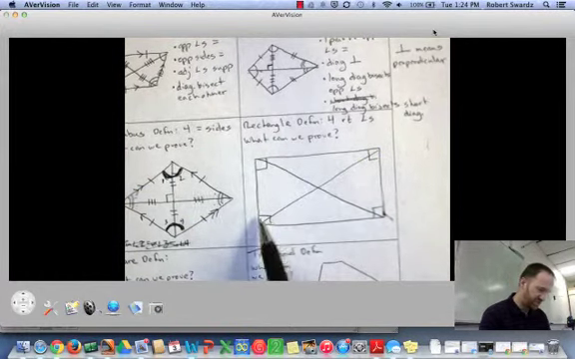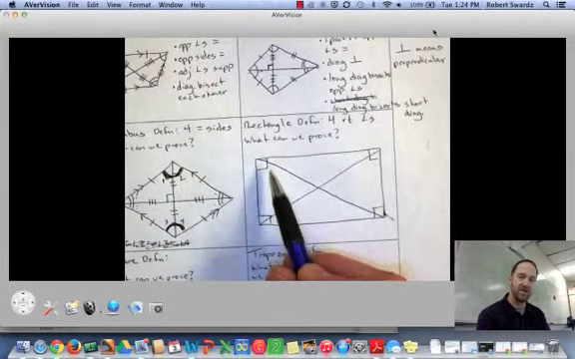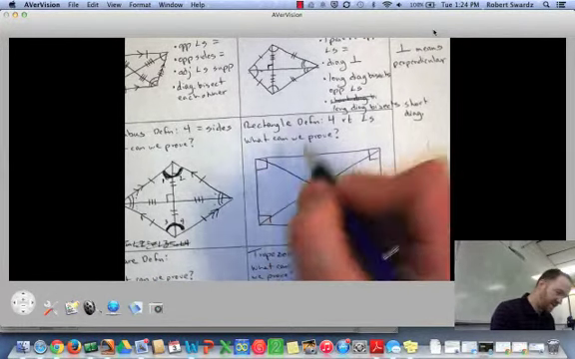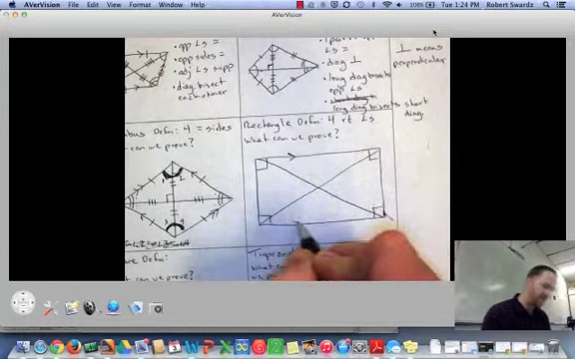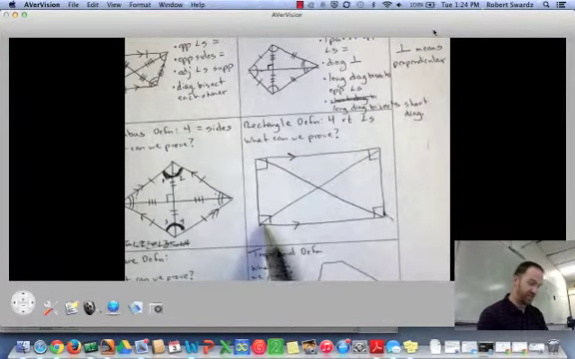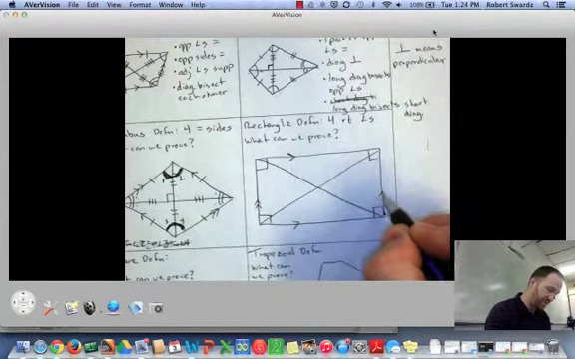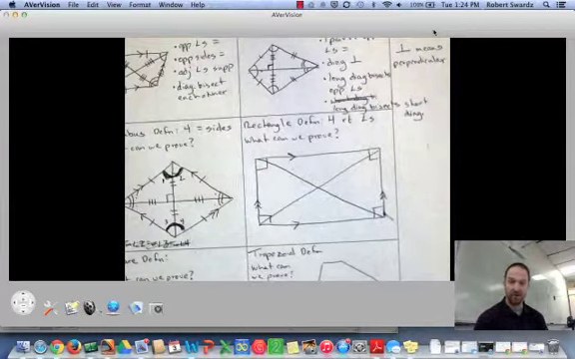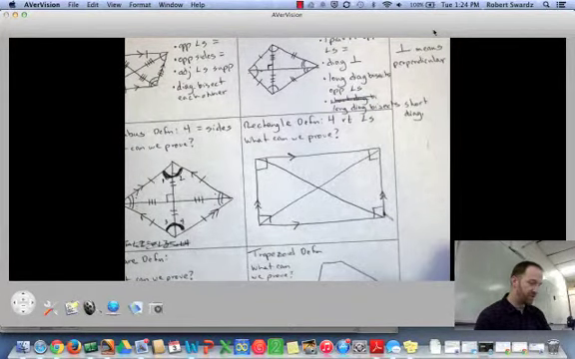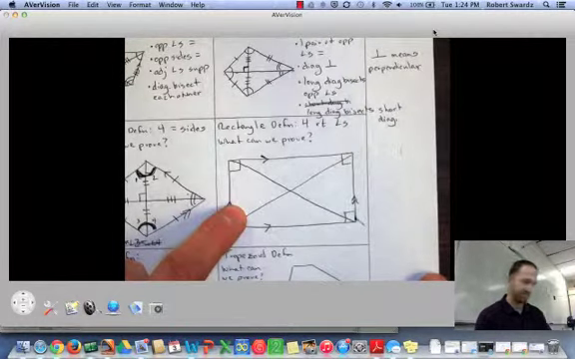Now, you notice this is 90, this big angle here is 90, and this is 90. Those are same side interior angles that add up to 180. That means that the top and the bottom have to be parallel. You can use similar reasoning with these two angles to say that those are parallel. So a rectangle is a parallelogram. That means everything you know about a parallelogram is also true about a rectangle.